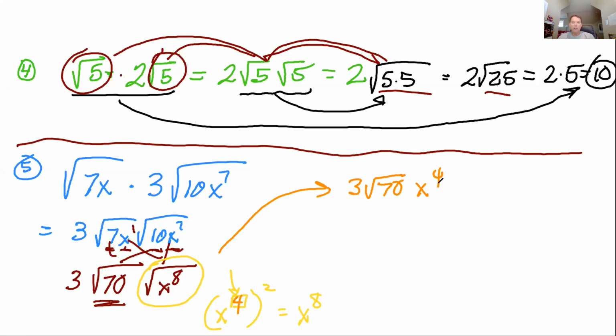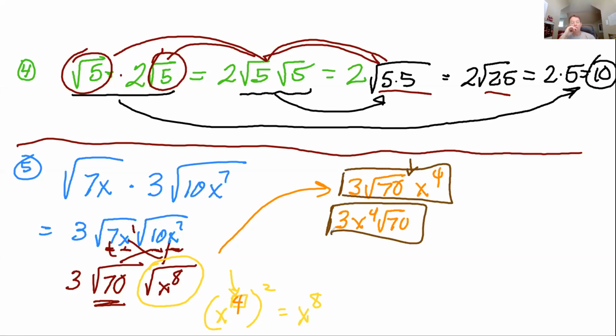We could write it that way, or it's also sometimes written as 3x to the 4th square root of 70. I know that looks weird, but sometimes it just gets confusing, like where the radical changes. So I would accept that form or that form when you're doing these problems. Okay?